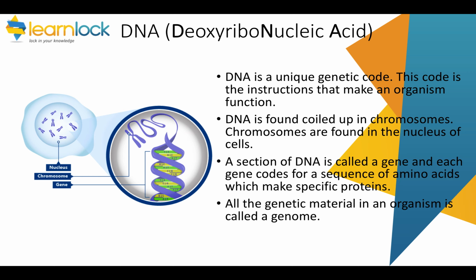Starting off with DNA. DNA stands for deoxyribonucleic acid, and it is a unique genetic code found in the nucleus of our cells. Inside the nucleus we have chromosomes. If you unwind a chromosome you find the DNA. A section of DNA is called a gene, and each gene codes for a sequence of amino acids, and amino acids join together to make proteins. All of your genetic material is called the genome.